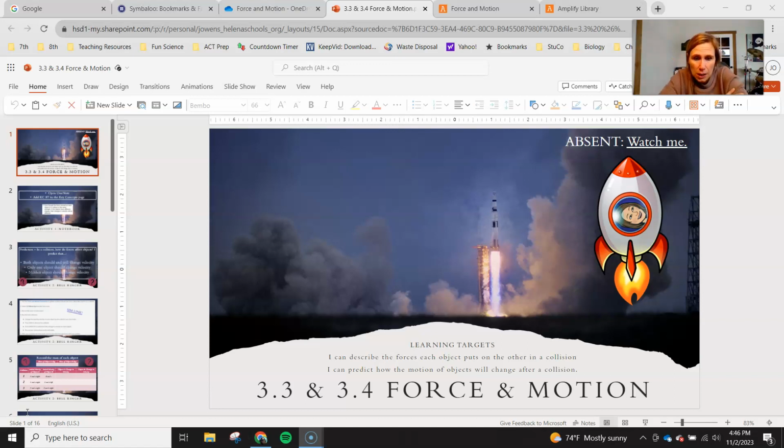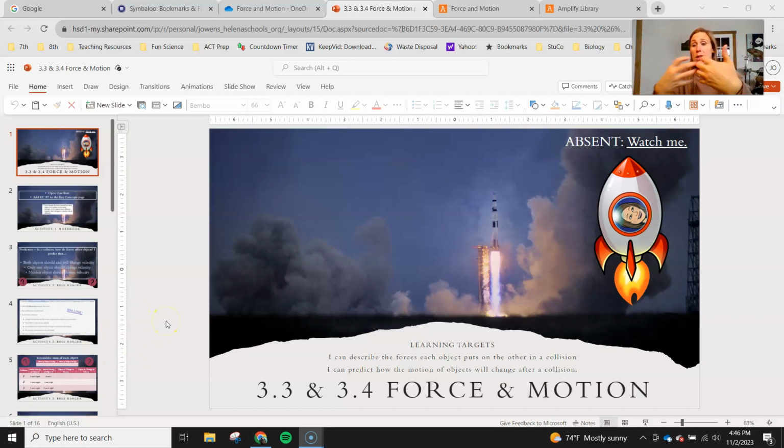Your second learning target: I can predict how the motion of objects will change after a collision. Here's the thing you really need to remember. We know that objects put forces on each other when they come into contact because we can generally see some sort of change of velocity in those objects. And we only get those changes in velocity or changes in motion if a force is exerted on them.